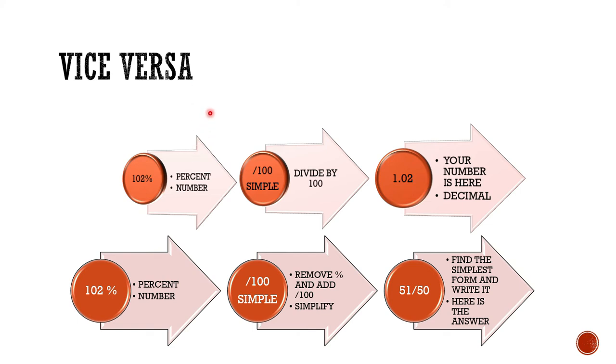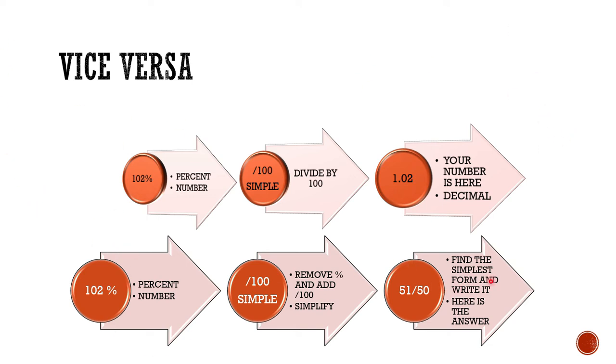Now vice versa. From an improper percentage, I will make an improper decimal and an improper fraction. Here's my percent number. It's 102%. First, divide by 100. Then your number will be 1.02. So here is your decimal number. 1.02 came from this percentage number.